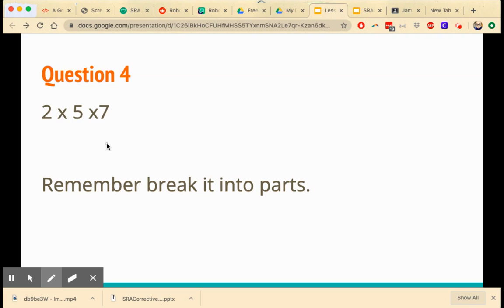All right, so three-factor multiplication is not especially difficult if you just break it up step by step, okay?